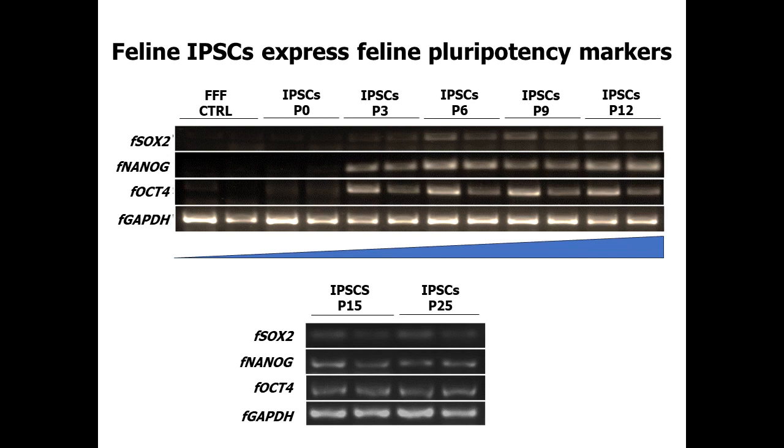So on characterization of these feline iPSCs, we first check the expression of these endogenous feline pluripotent genes, feline SOX2, feline NANOG, and feline OCT4. You can see at around passage 3, we could see the expression of feline NANOG and OCT4 initially. Then at around passage 6, we could see the expression of feline SOX2. And these endogenous pluripotent factors continue to express throughout the passages. So even at P15 and P25, we could see the continuous expression of these pluripotent genes.